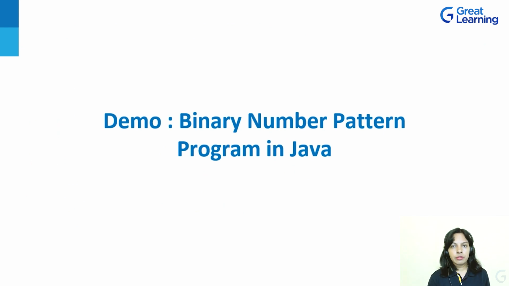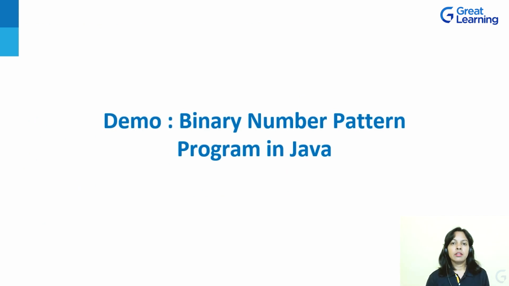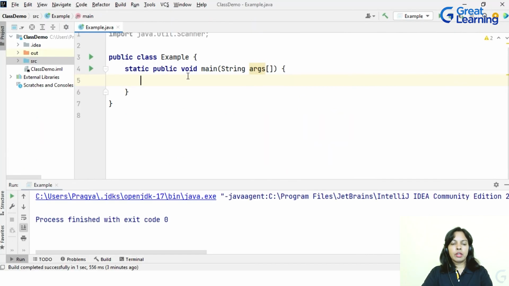Now let's see the demonstration or coding for this binary number pattern program in Java. And the code which we are going to write is for this pattern. Okay, so let's go to the IDE and start typing the code. I've already created the main class and a main method here. Let's type the code here. First, I have to decide how many rows I want to print. So number of rows, which is equal to maybe 5.